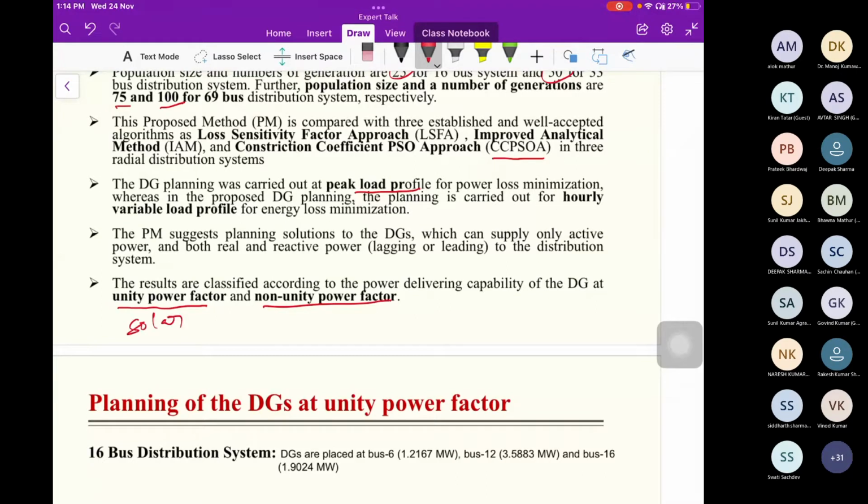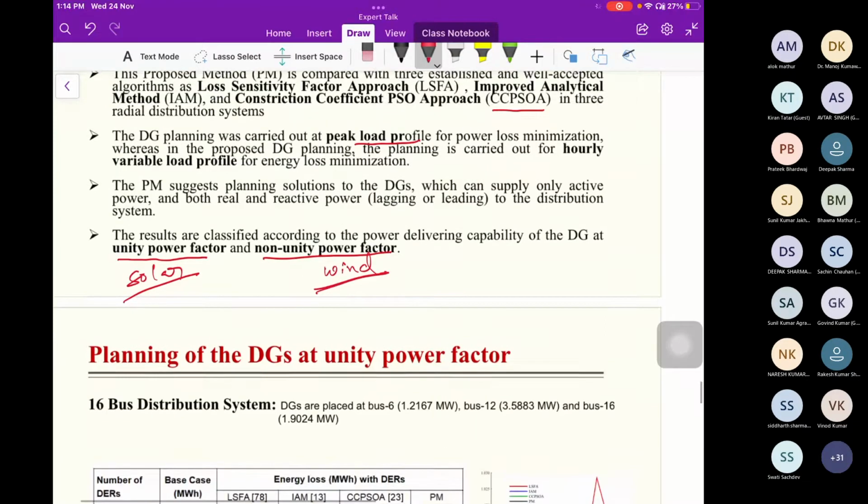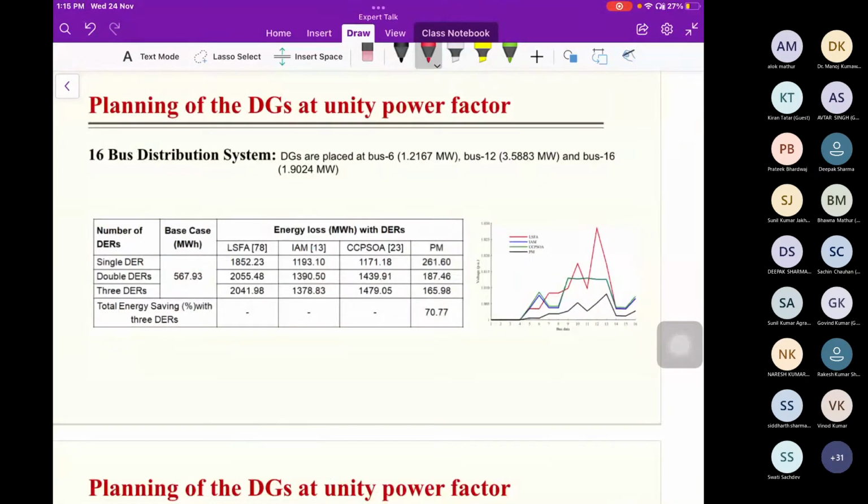For the 16 bus distribution system, first of all we will assume a single DG, double DG, and 3 DG. This study is according to the peak load profile, and our proposed algorithm is only according to a variable load profile.